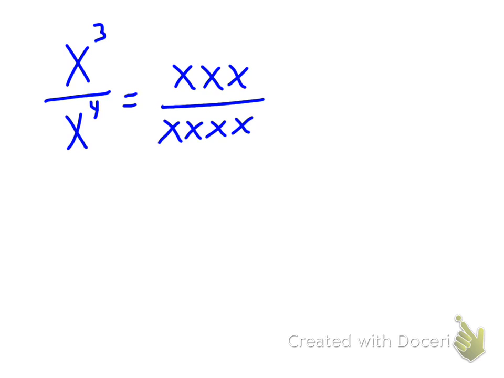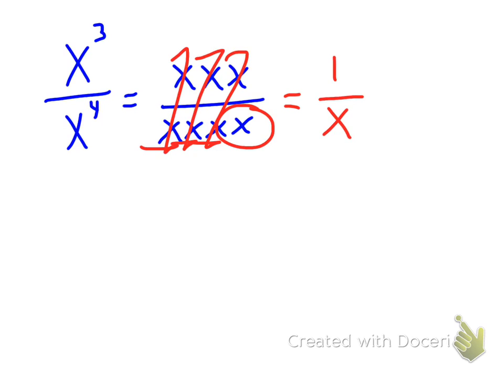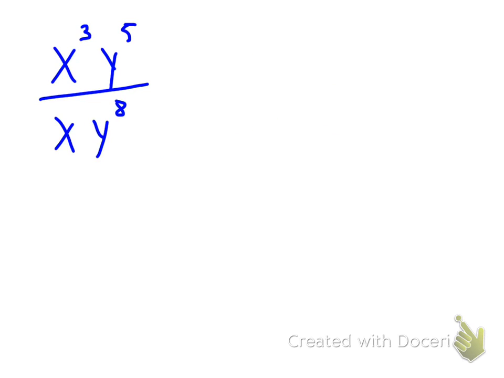Now using my giant ones, giant 1 here, and here, which means in my numerator, the only thing I have left now is a 1. In my denominator, I just have x. So x to the third divided by x to the fourth is now 1 divided by x. Let's take a look at another example. Now I have a couple different variables, x to the third, y to the fifth, over x times y to the eighth.